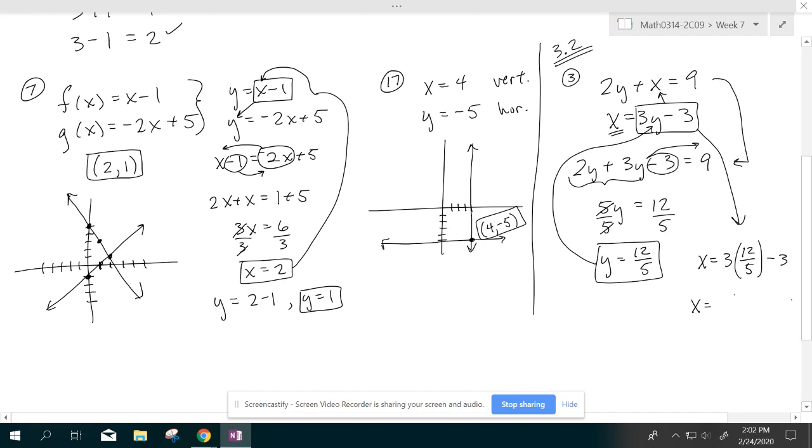As an improper fraction? 41 over 5? Oh, 21 over 5. So 21/5 and 12/5. And I'm going to double box that because that's really the answer.